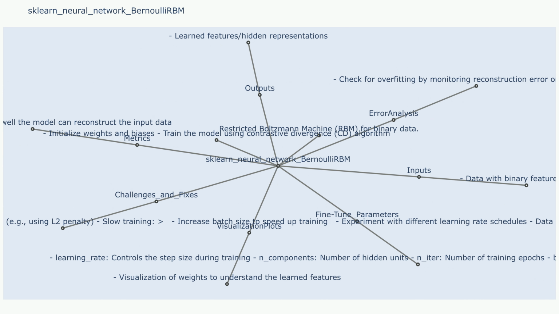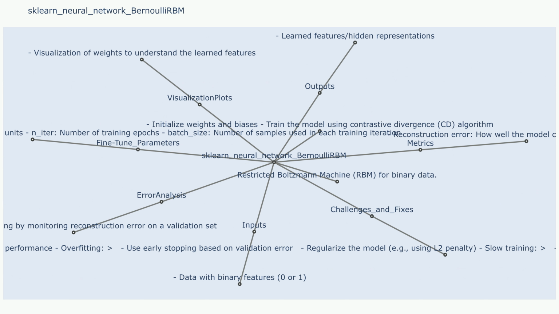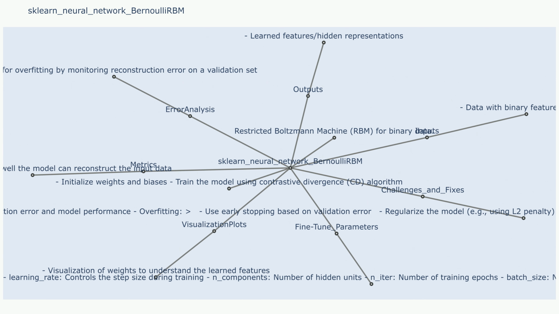Contrastive divergence. The model trains using contrastive divergence, which involves iteratively sampling from the data distribution and the model distribution. Gibbs sampling. The model uses Gibbs sampling to generate samples from the model distribution. Metrics. Reconstruction error measures the difference between the input data and the output of the model. Free energy measures the energy of the model.